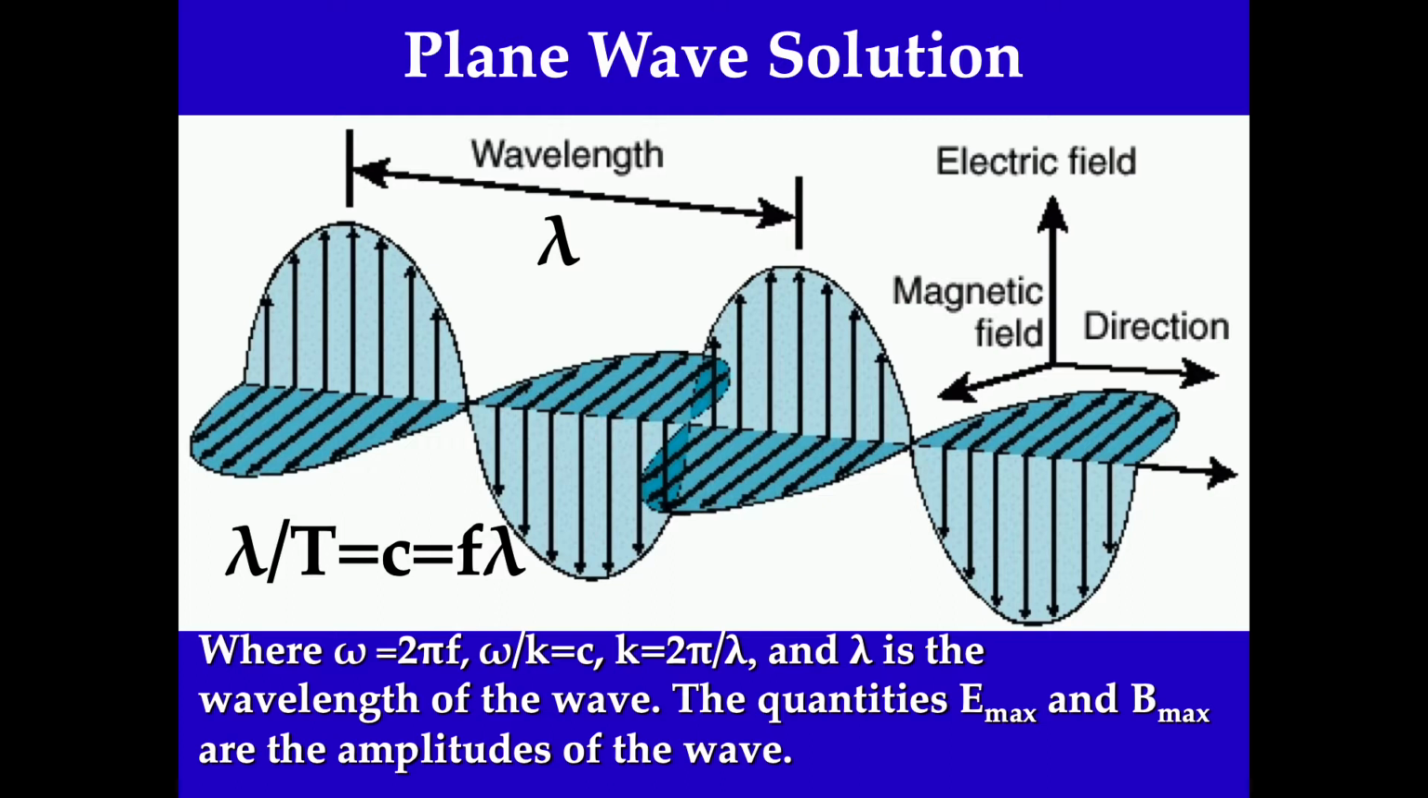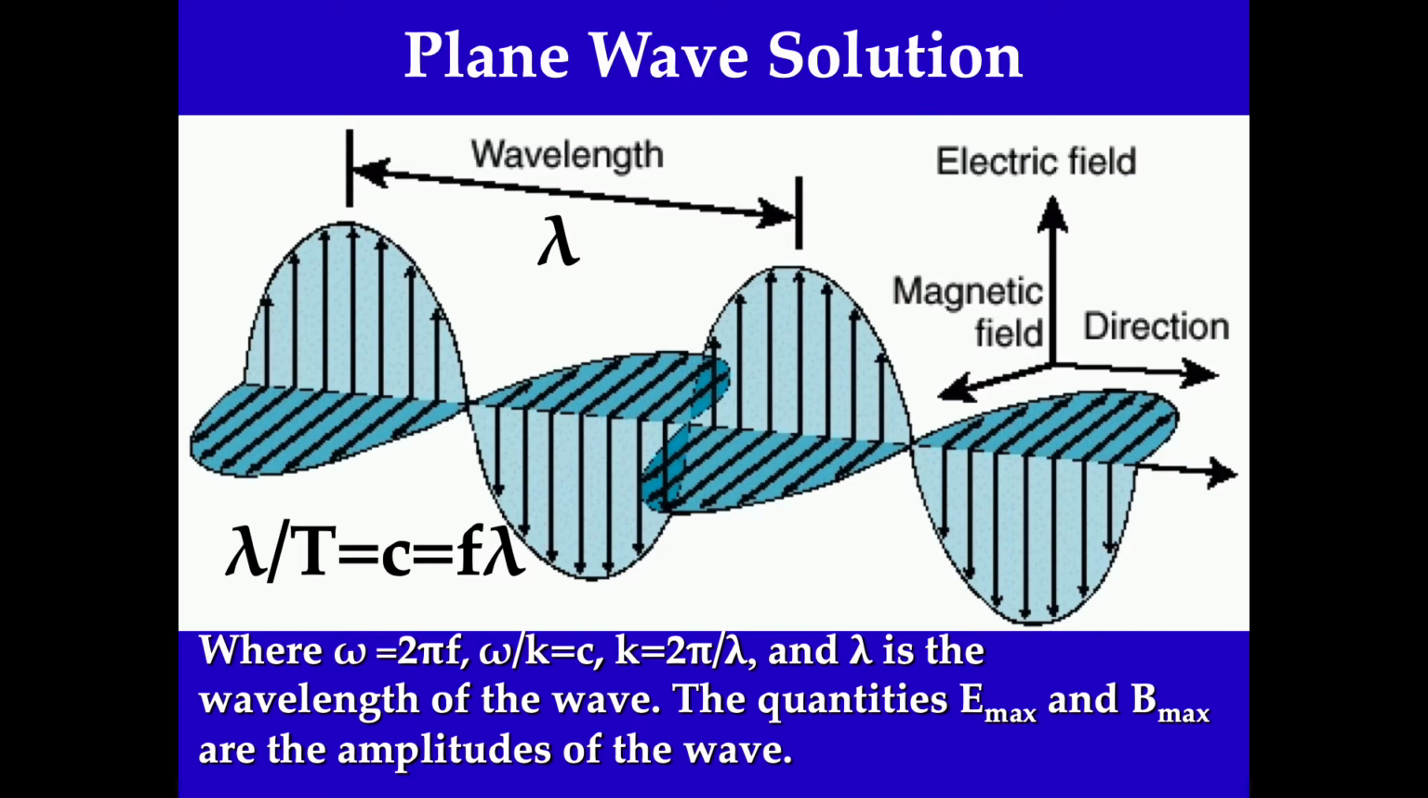The picture that you see shows the oscillation of the electric field and the oscillations of the magnetic field. The electric field and magnetic field oscillate in phase, but they are perpendicular to each other. And the direction of travel is perpendicular to both. The distance in which the wave repeats itself is called the wavelength. So the distance between peaks is the wavelength.